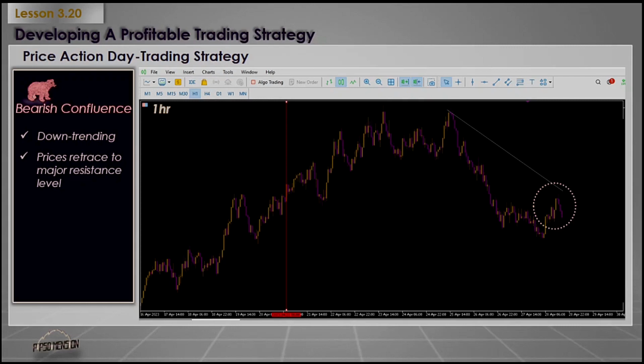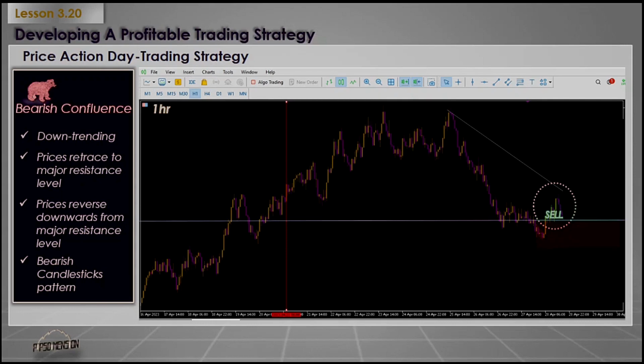Here, the prices have retraced back onto a major resistance level. Also, the prices are reversing downwards after hitting the major resistance level, and there is the formation of bearish candlestick patterns. Now, we have established 4 technical factors as a bearish confluence, so we can go ahead and enter a sell trade here and set a stop loss and take profit targets in the ratio 1:2 respectively.